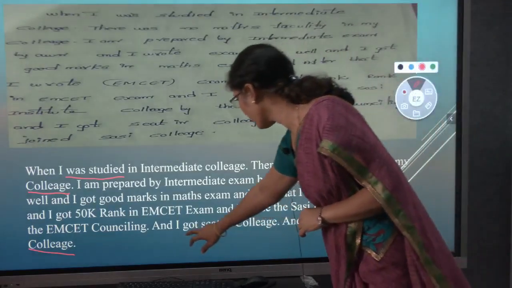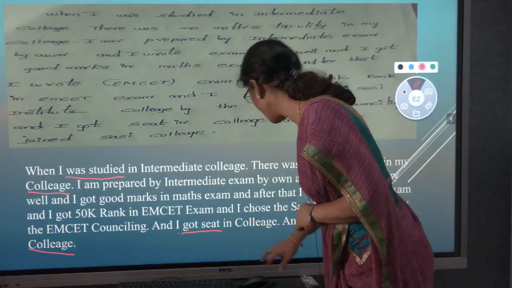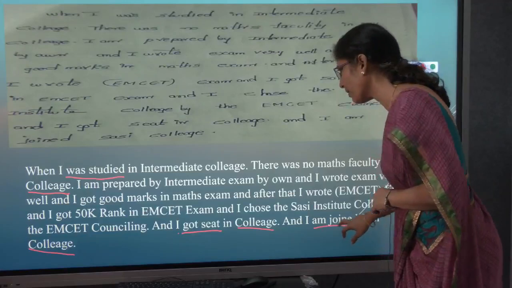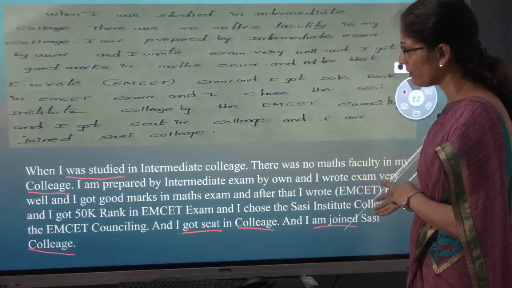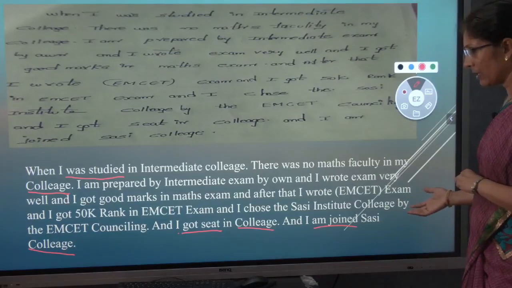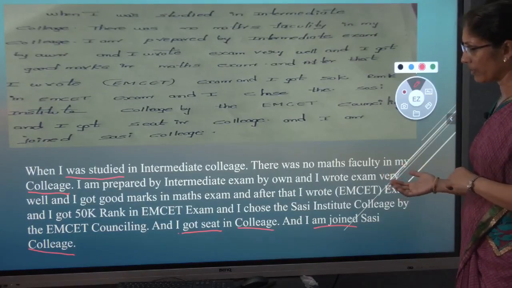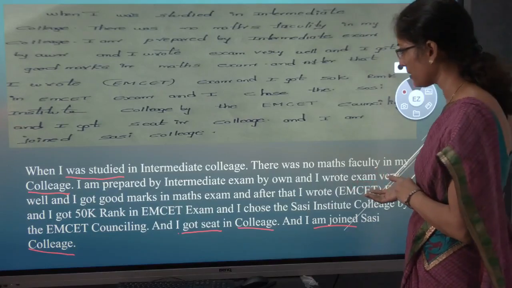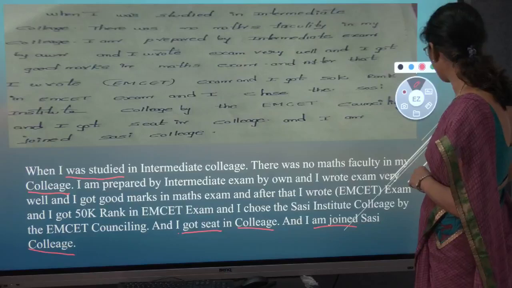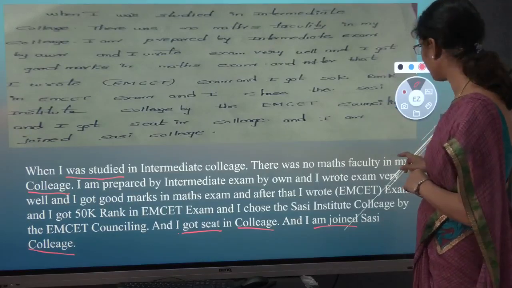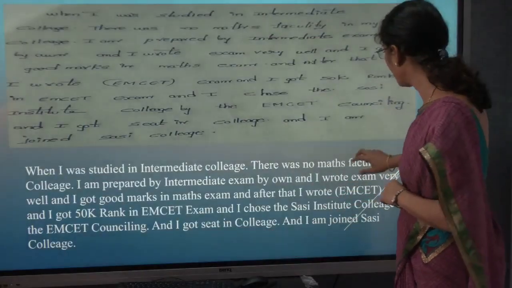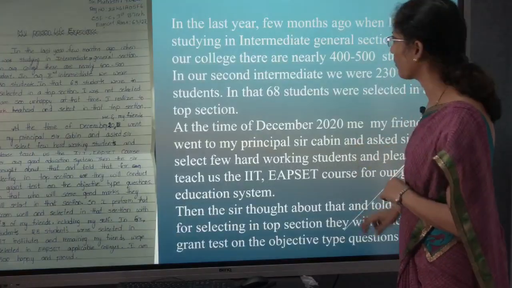If you see this one: "I got seat in college. And I am joined Ceci." See this. 12 years of learning English and completing all the subjects in English, still these are the mistakes. Okay, let us move to the second piece of writing.